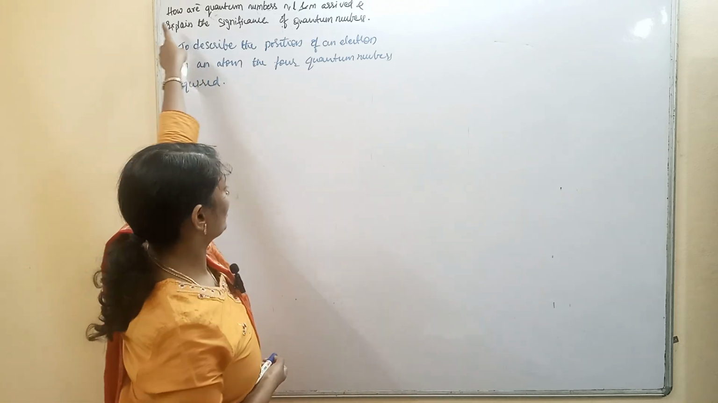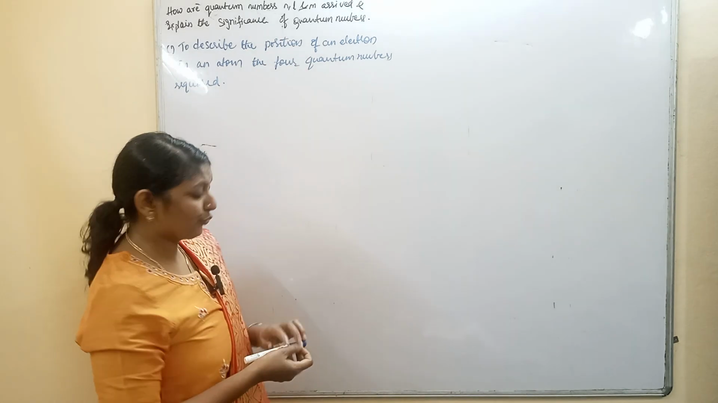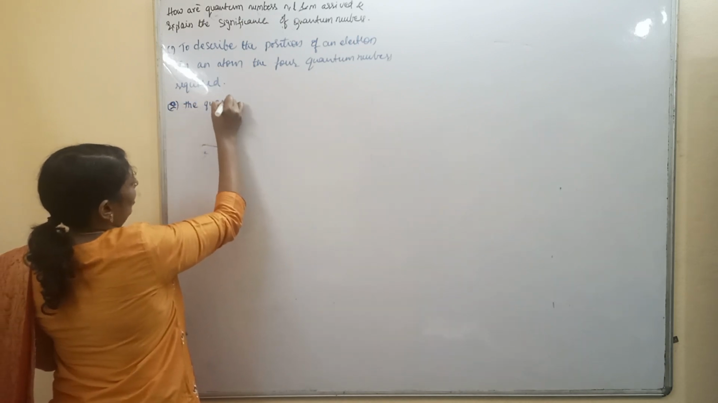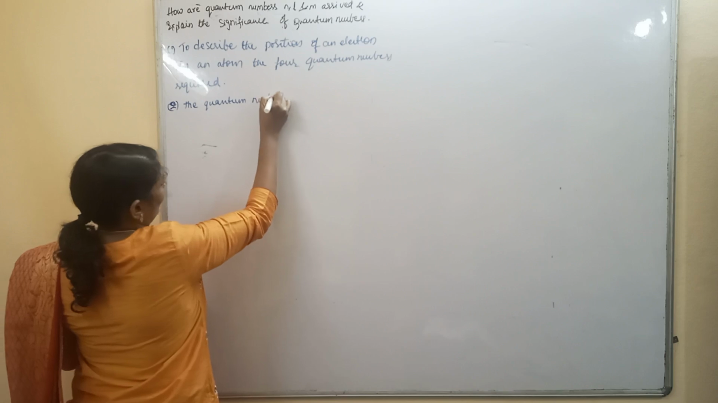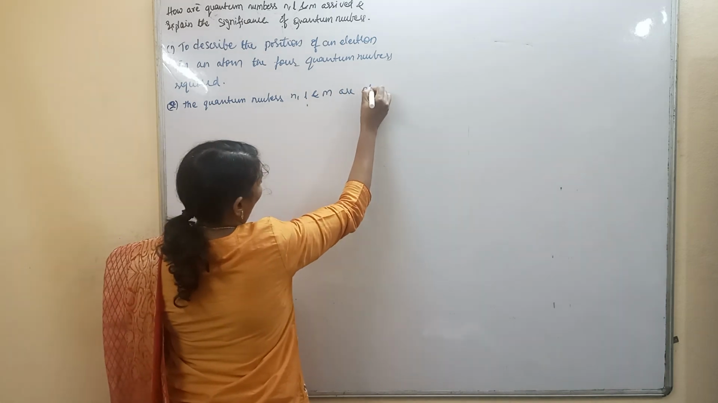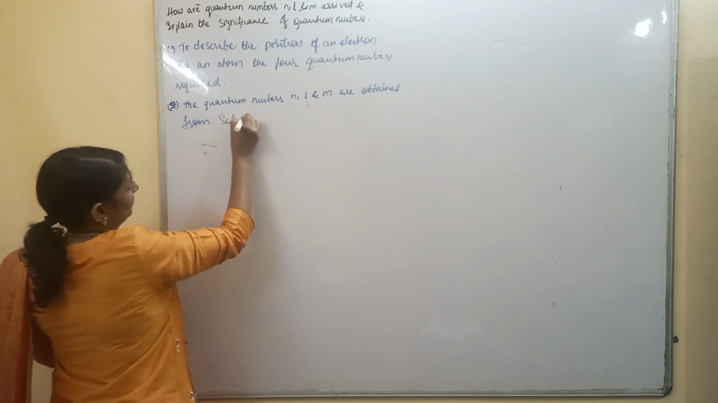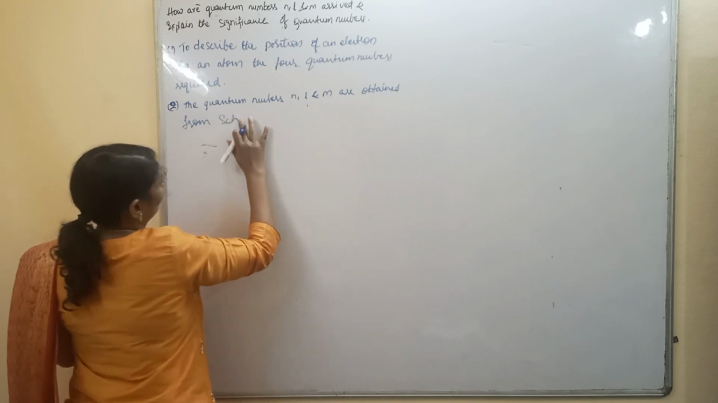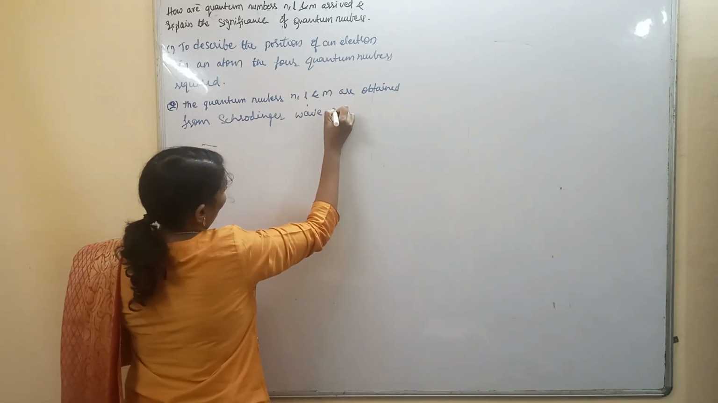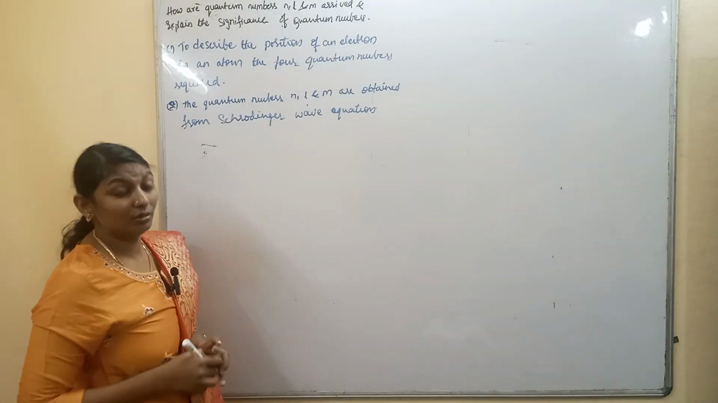The second point. The question asks how quantum numbers n, l, m are obtained. So these three quantum numbers n, l, and m are obtained from the Schrodinger wave equation. From the Schrodinger wave equation, we get the three quantum numbers.